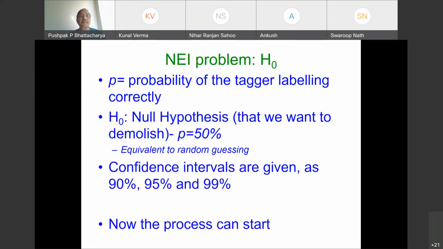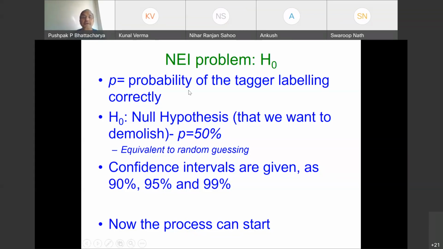Okay. Now we come back to my NEI problem. Here I'm saying that the named entity identifier that I'm going to buy from the company is actually nothing but a random guesser. Okay, and I don't want to buy if that is the case. But somehow I trust the company and I want to reject this hypothesis. Remember that the null hypothesis is always created with the aim of nullifying it going forward.